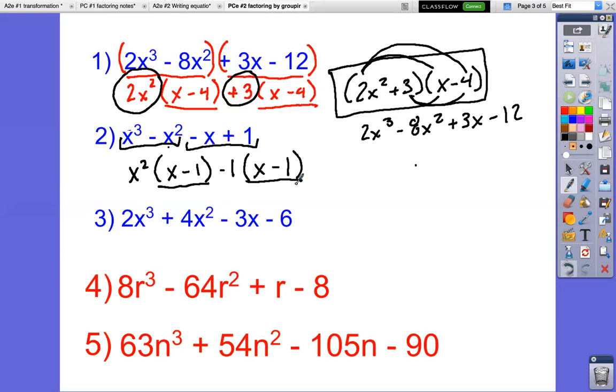Okay. Now, this one is doing a little bit extra. So how do I write this all together? Take your two common factors that you pulled out, put those together. And then you just write this once.